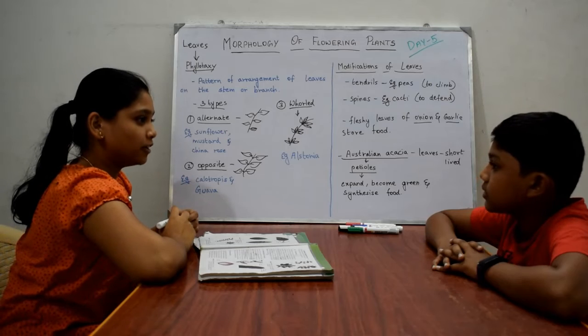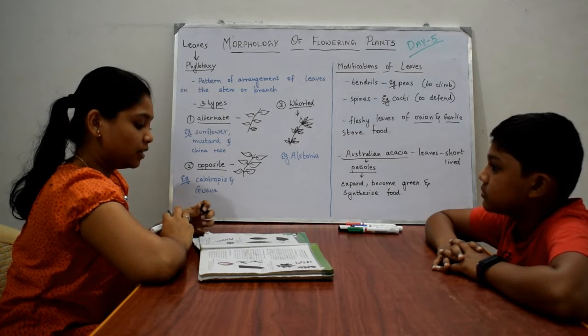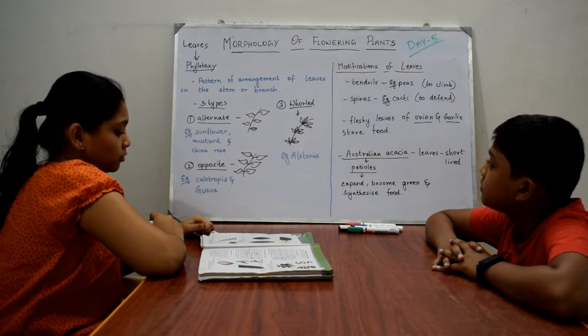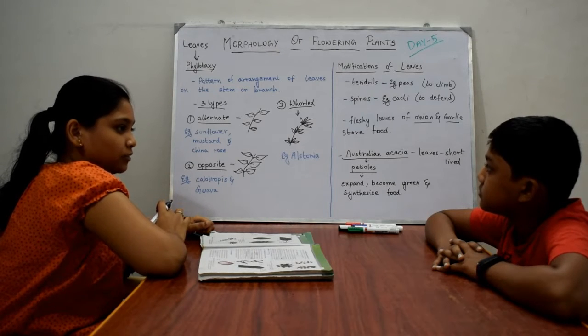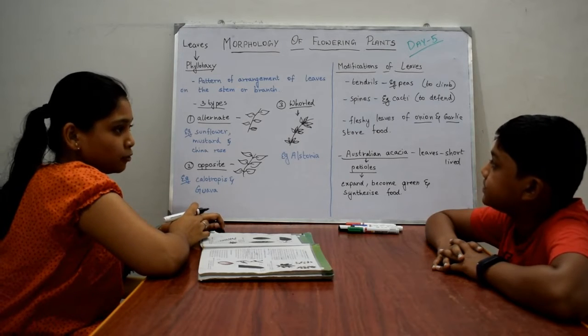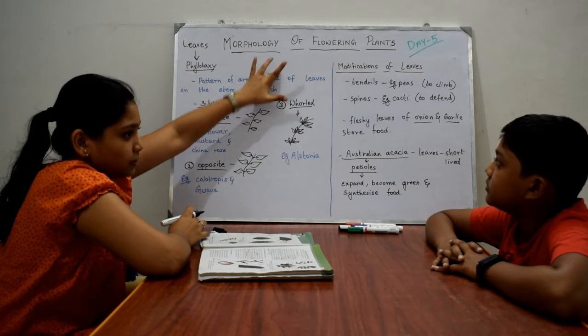So under leaves, we have already seen two subtopics, which are venation and types of leaves. In types of leaves, we discussed simple and compound leaves, and compound pinnately and palmately. Now we are going to discuss another two subtopics, which are phyllotaxy and modifications of leaves.